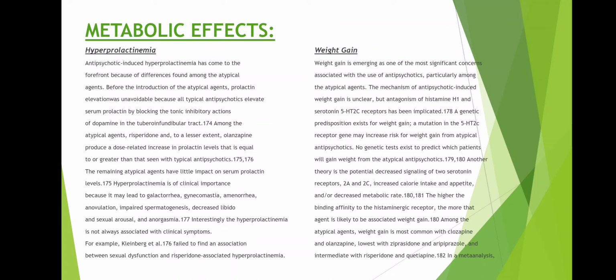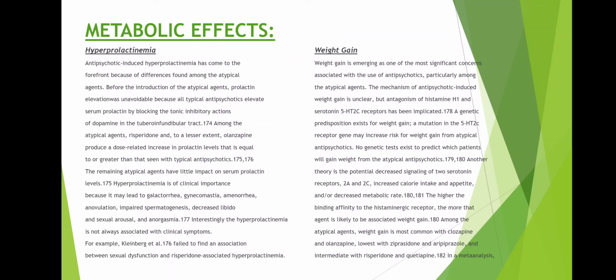Hyperprolactinemia is of clinical importance because it may lead to galactorrhea, gynecomastia, amenorrhea, anovulation, impaired spermatogenesis, decreased libido, impaired sexual arousal, and anorgasmia. Interestingly, hyperprolactinemia is not always associated with clinical symptoms. For example, Kinon et al. failed to find an association between sexual dysfunction and risperidone-associated hyperprolactinemia.